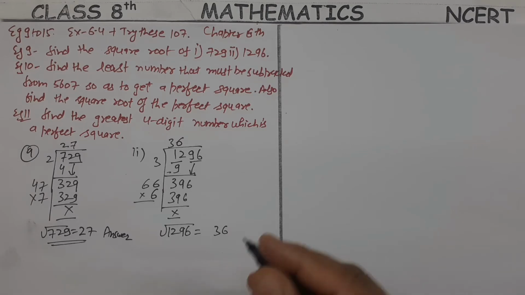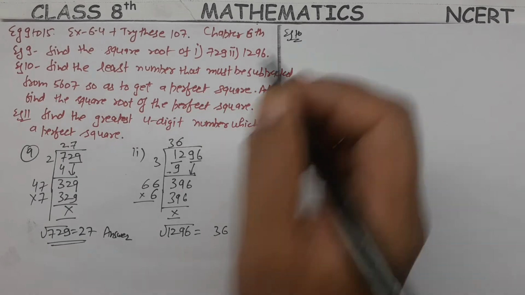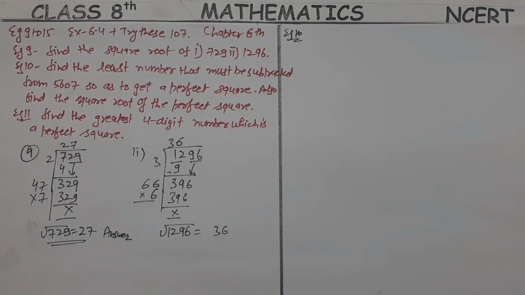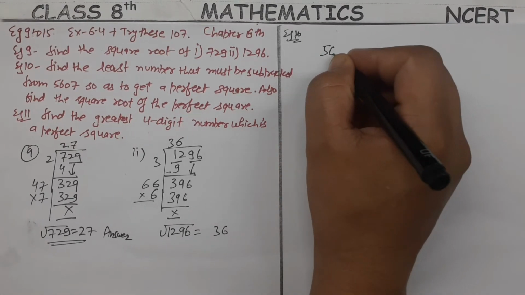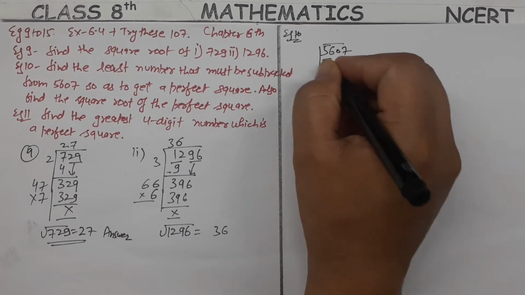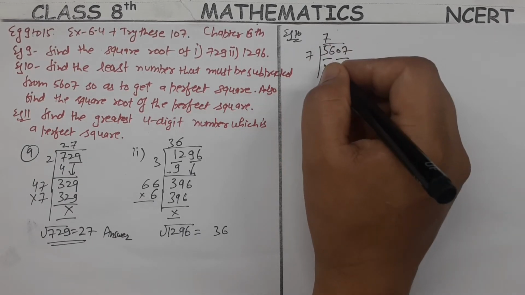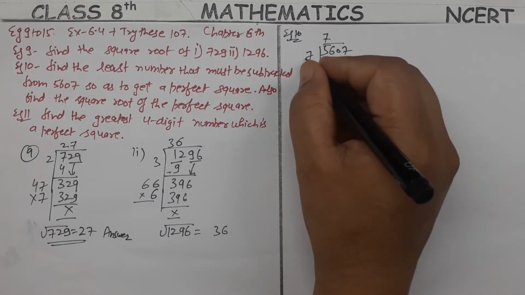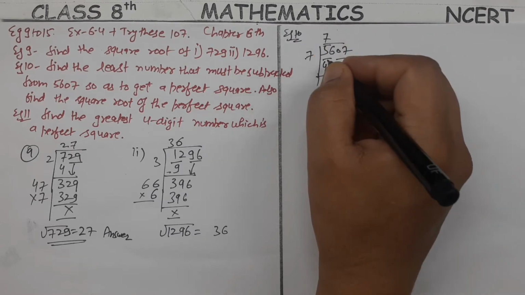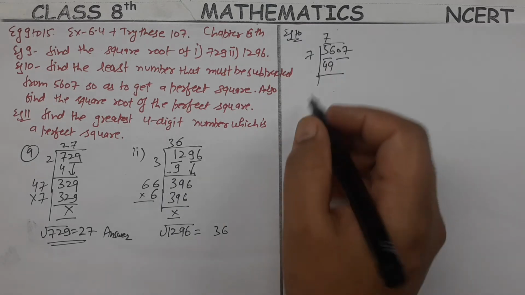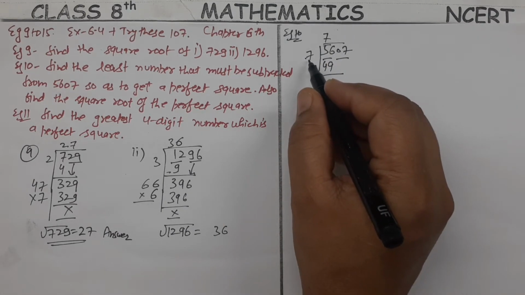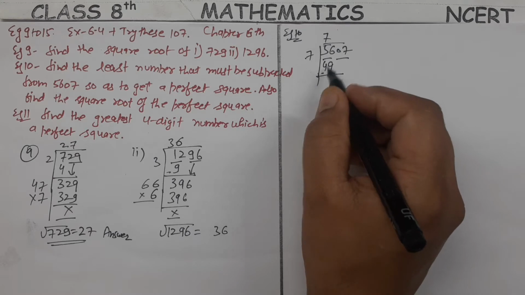Next, example number 10. Find the least number that must be subtracted from 5607 so as to get a perfect square. Also, find the square root of the perfect square. Pair. 7 7s are 49. If we write here 8, 8 8s are 64, which is greater than 56. So we will write here 7. 7 7s are 49. Now subtract.